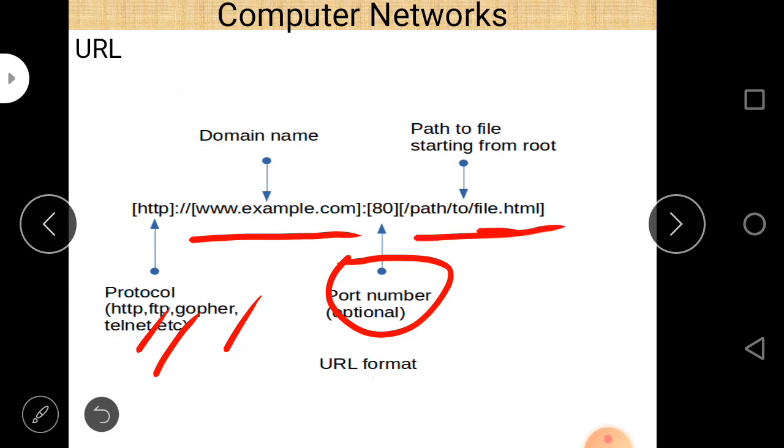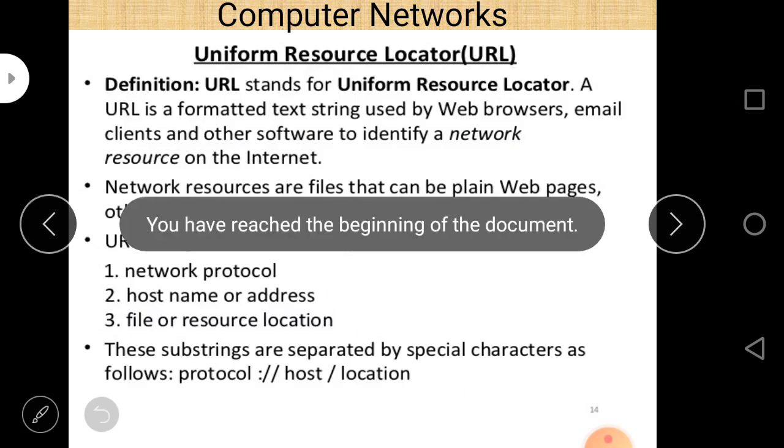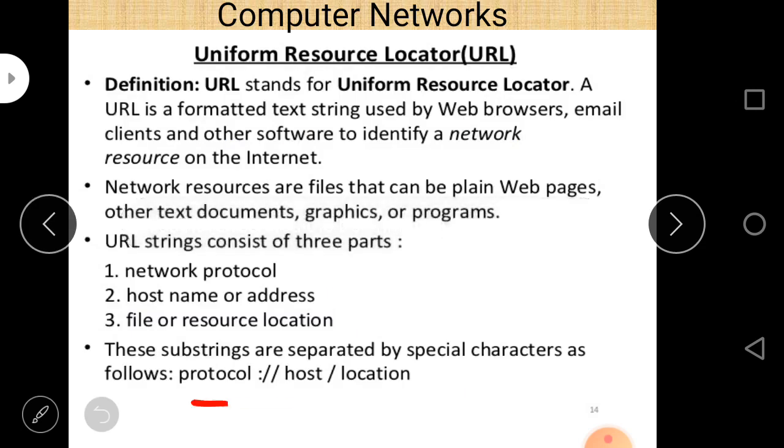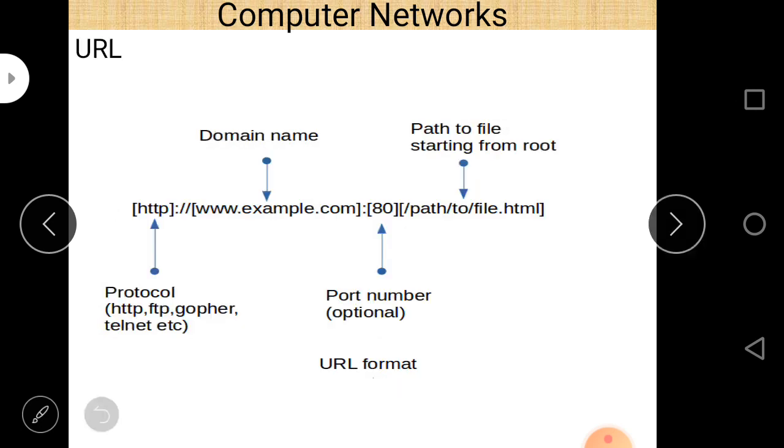The file name is file.html. So there may be a path to a file from one folder to another, from one web page to another. So this is the path here. This is the URL format. Always remember that the URL format consists basically of only three parts: protocol, host, and location. And what is a URL? A Uniform Resource Locator. Basically it is the address of a web page on the internet.